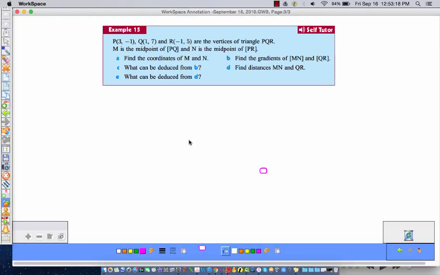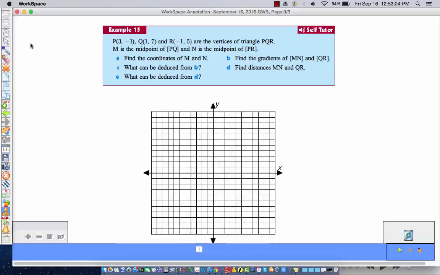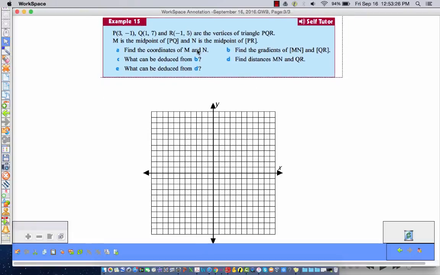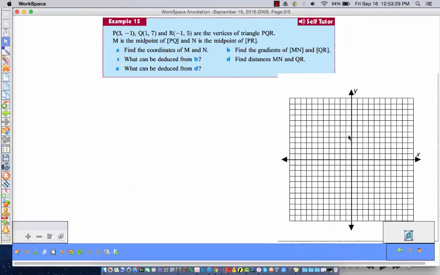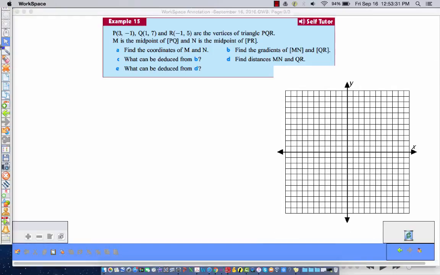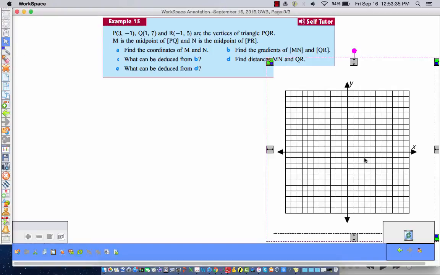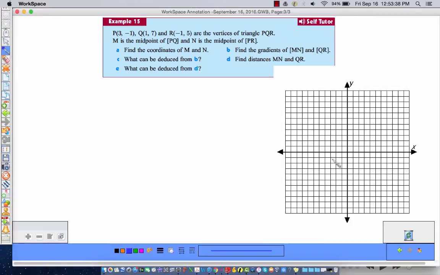Let's get a graph. Oops, did the wrong thing. So I'm going to do the stamp, bam, and we'll have a grid there. Okay, and let's go ahead and plot these. Okay, so P is at 3, -1, bam. 3, -1 is P. Q is 1, 7.